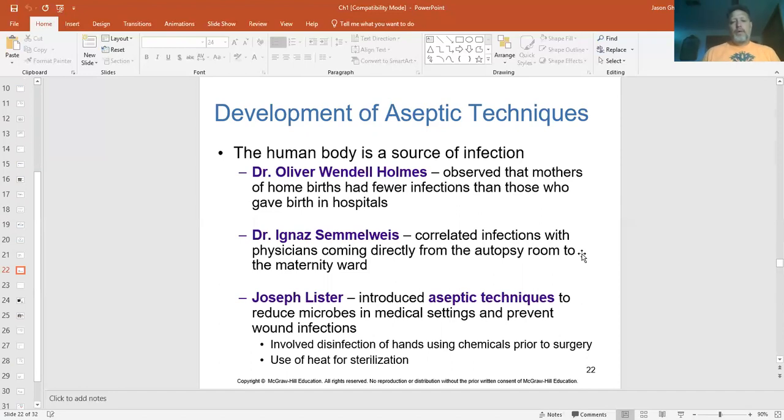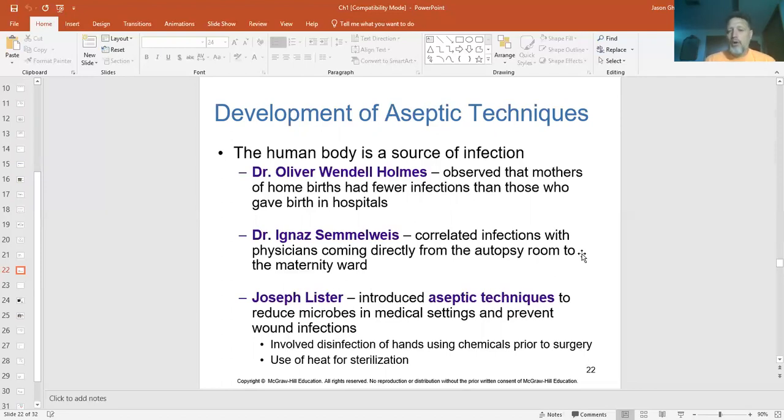They did some stuff. Oliver Wendell Holmes and Ignaz Semmelweis noticed that mothers who gave birth in hospitals, when doctors would go from an autopsy table to a maternity ward without cleaning themselves, would get sick more often than otherwise. They started making that correlation, and then Joseph Lister, building on their information, in a short amount of time, relatively speaking, came up with the idea that there are some microbes being transmitted this way. We take it for granted now, but they didn't know that back then.